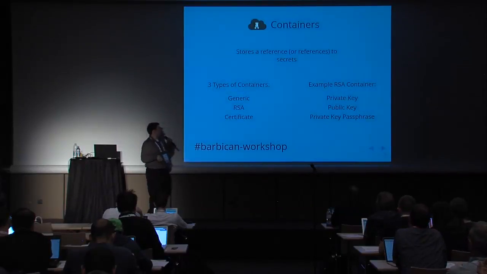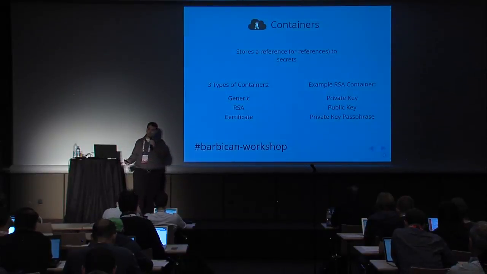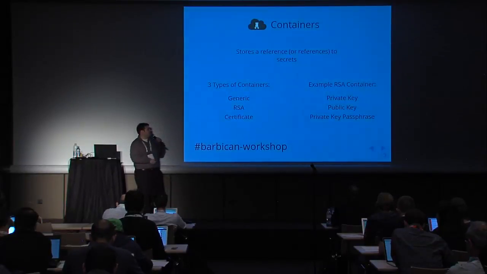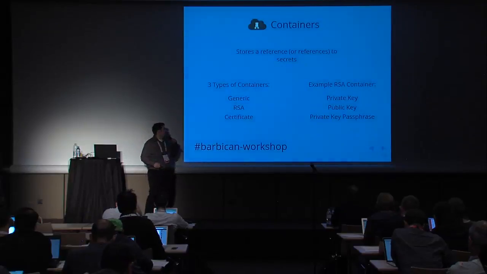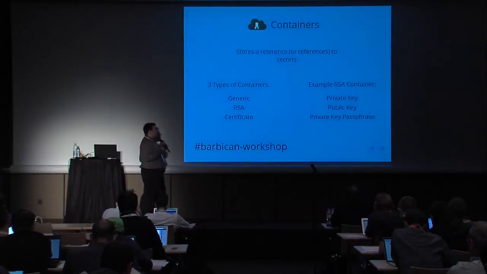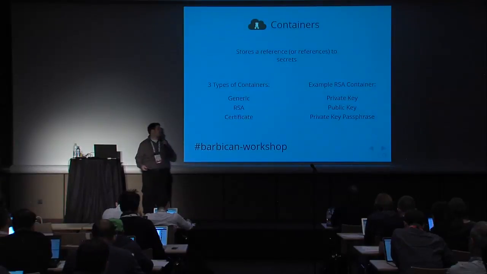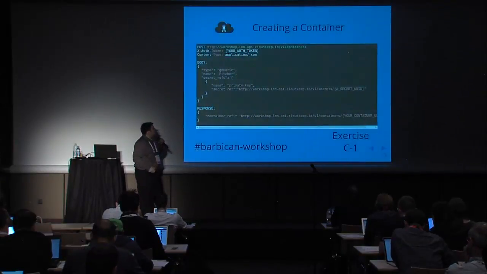We do support three different types at the moment: a certificate, an RSA type container, and a generic one. A generic one you can use for whatever you want. You mold it a little bit. The example we're going to be using here is a generic container. But if you're so interested, you can play with an RSA container or a certificate container at a different point. So let's create one.